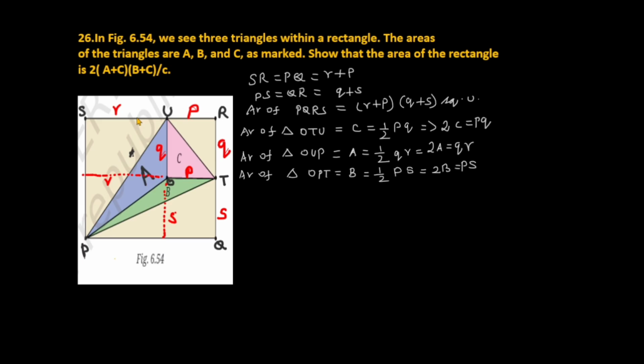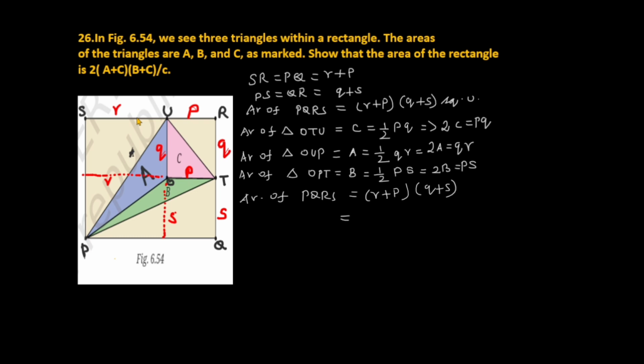Now we need to prove that area of rectangle is equal to (2A plus 2C) into (2B plus 2C) divided by 2C. So for that, what to do? We can add all the things. That is 2A plus 2B plus 2C is equal to, otherwise, the area of rectangle PQRS, we are getting (R plus P) into (Q plus S). From that we can derive.